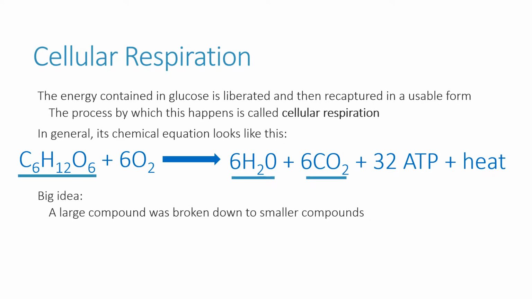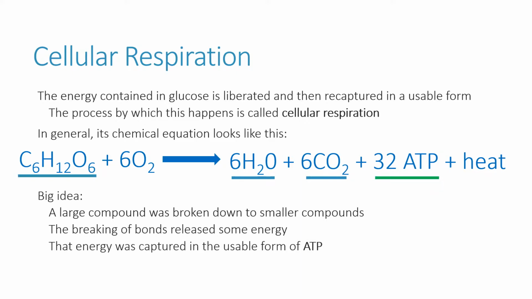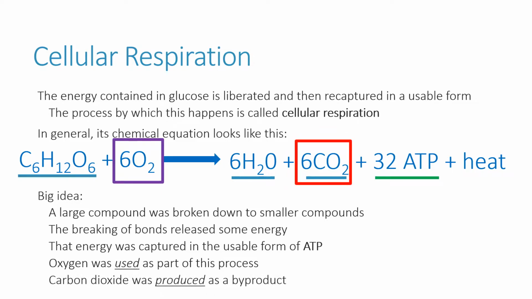A large compound, glucose, is broken down into some smaller compounds like water and carbon dioxide. By breaking that large compound down, we break some bonds, which releases some energy. That energy is eventually captured in the usable form of ATP. In order to fully break down glucose, oxygen gets used as part of this process, and carbon dioxide gets produced as we break carbons off of that glucose molecule.